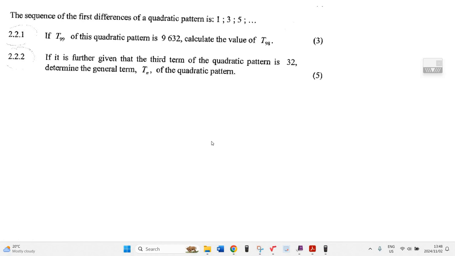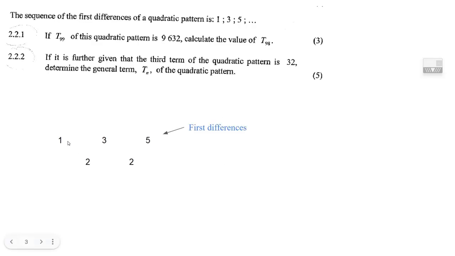Okay, let's try this question here. It says the sequence of first differences of a quadratic pattern is 1, 3, 5, like that. If T99 of this quadratic pattern is 9,632, calculate the value of the 98th term.